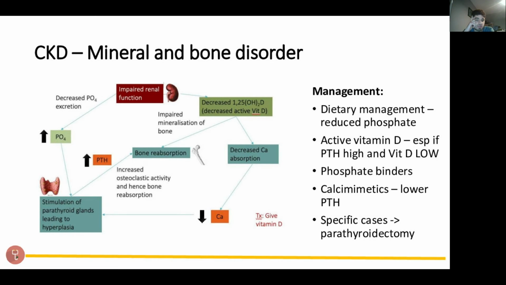The combination of these causes bone resorption. You get bone pain, you get weak bones, easily fractured. The treatment for this is low phosphate. Give activated vitamin D, especially if the vitamin D is low. Consideration of phosphate binders, so reduce the phosphate in the blood, calcium mimetics, which effectively mimic calcium and reduce parathyroid hormone stimulation. And in specific cases where it's gone quite far down the line, you've tried other treatments, the patient might have tertiary hyperparathyroidism, then you can consider a parathyroidectomy.